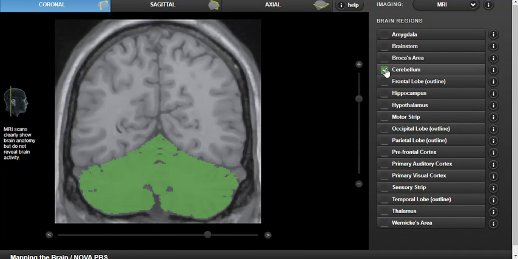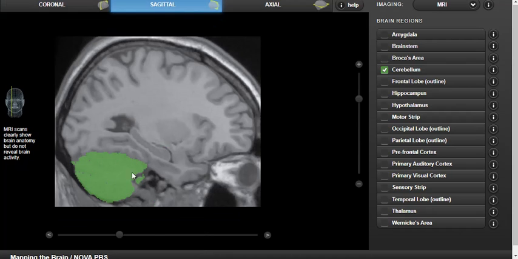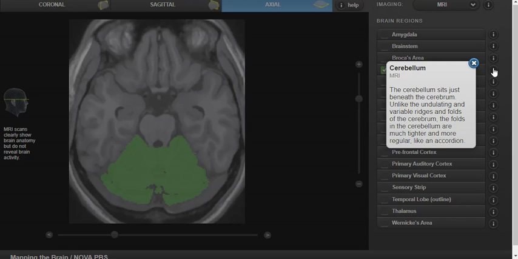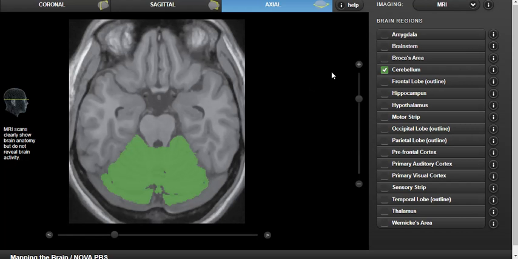Next is the cerebellum. So this is a coronal view. The sagittal view, it looks like it's here. So we can tell that it kind of looks like it's at the back of the brain. So the cerebellum sits beneath the cerebrum. And unlike undulating and variable ridges and folds, the cerebellum has much tighter folds, so it's at the back.